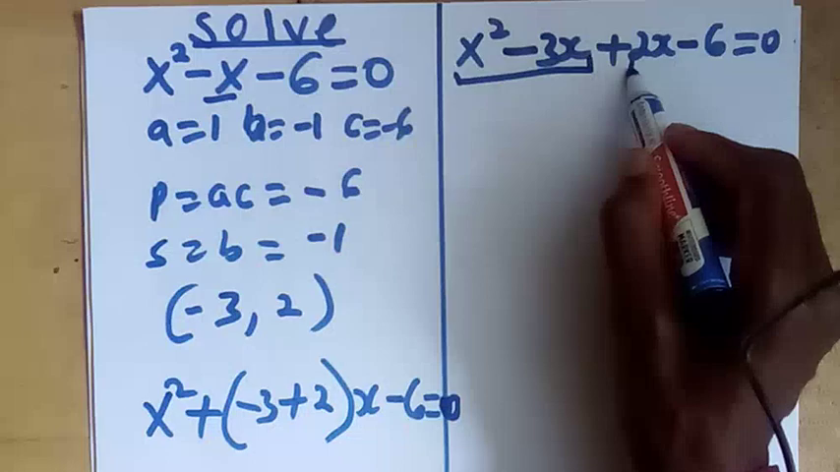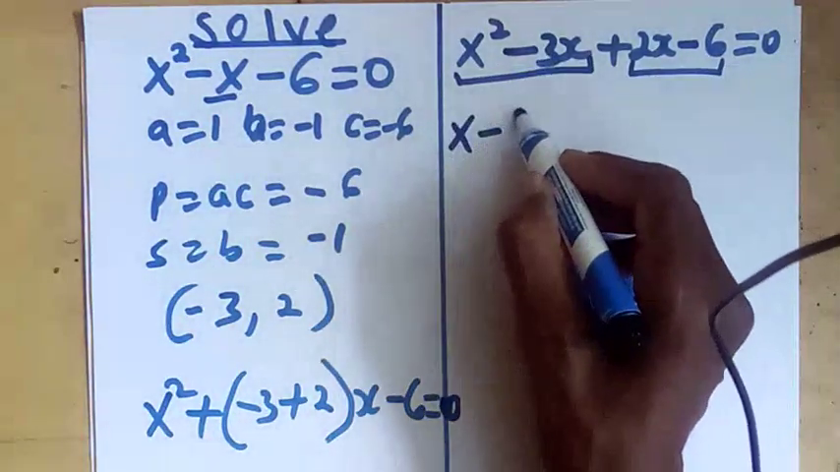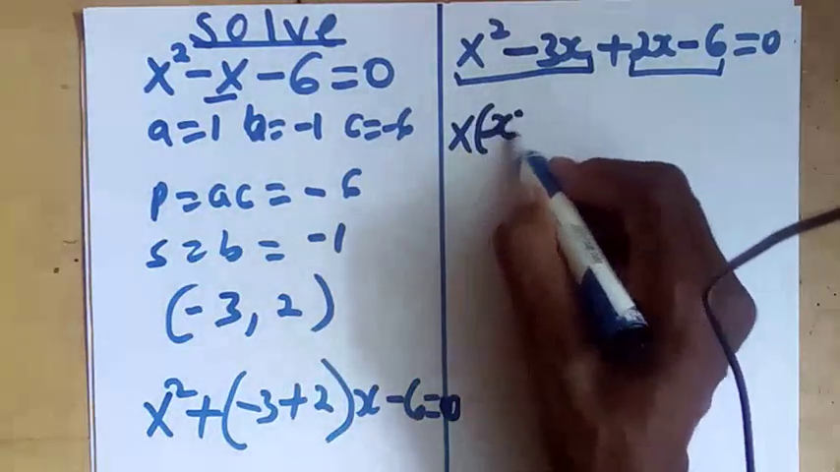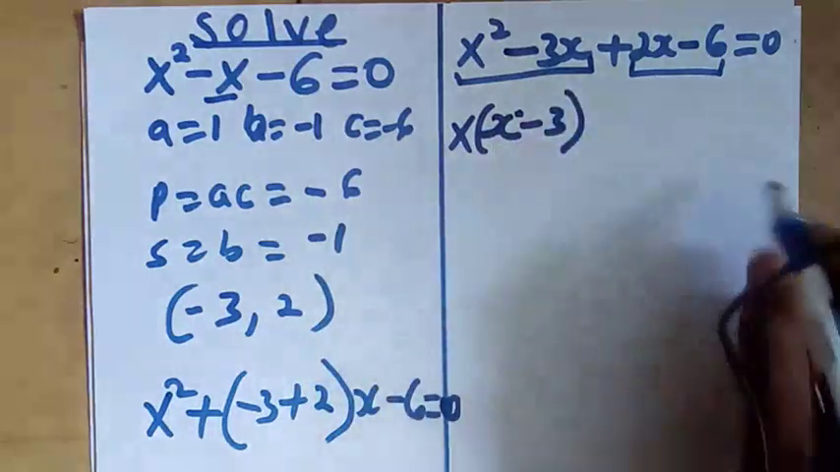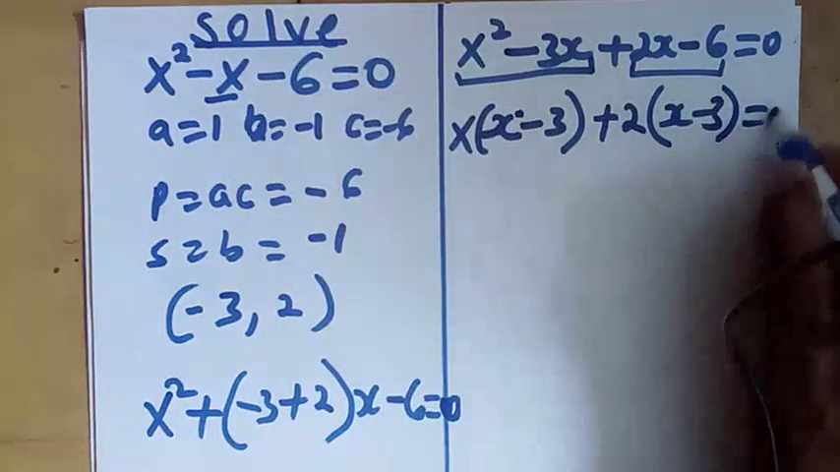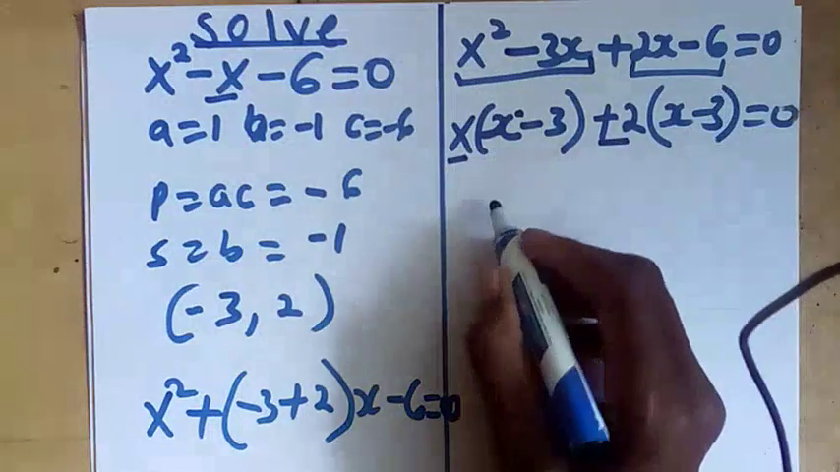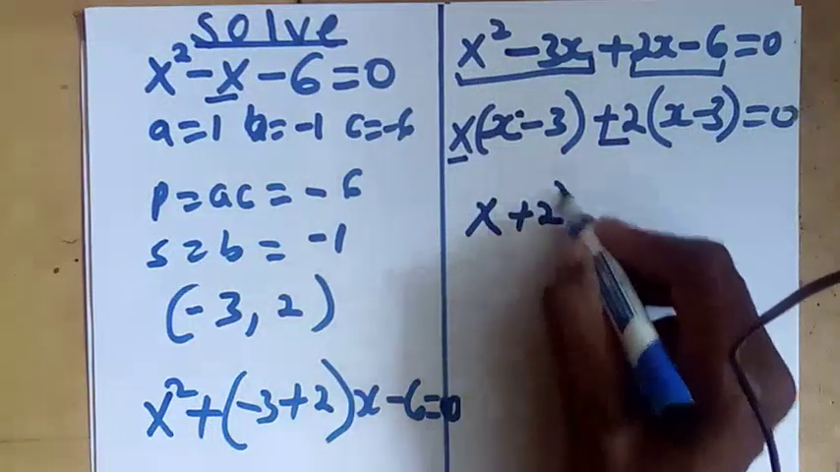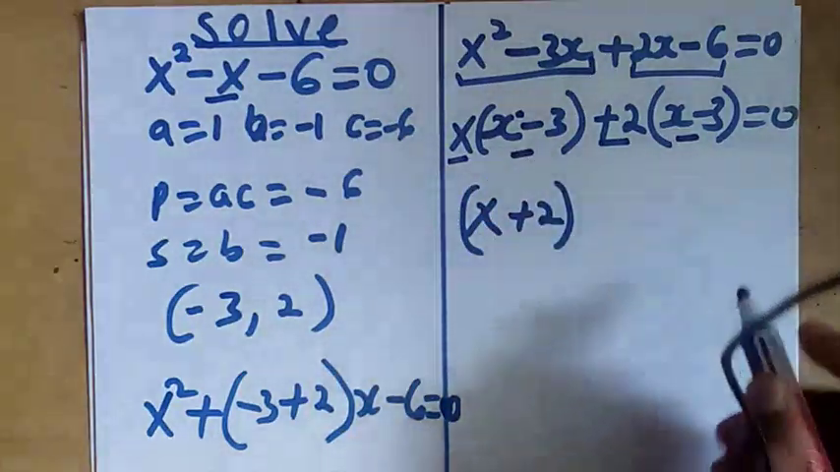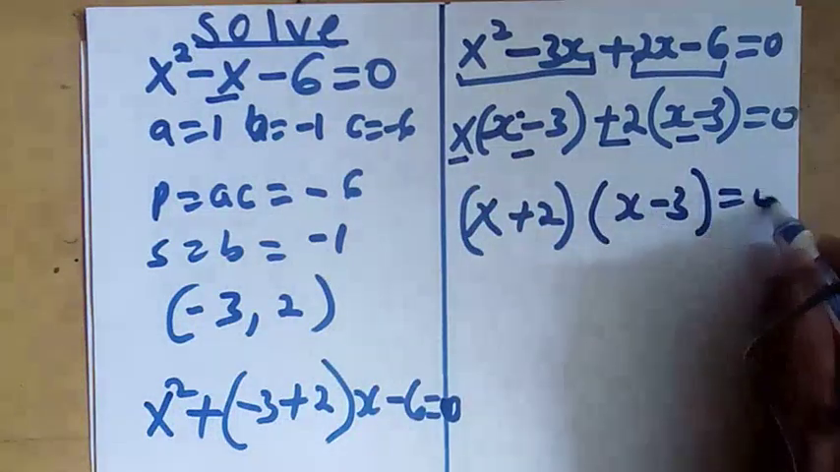Now, by the look of things, I've already expanded this, so I can use the grouping method to factorize it. For the first group, x is common. If I take x out, I remain with x minus 3. In the second group, 2 is common. If I take it out, I remain with x minus 3, equals 0. Once you're at that point, we can group these to have x plus 2, then I take one of the brackets because they are similar, and I'm going to have x minus 3 equals 0.